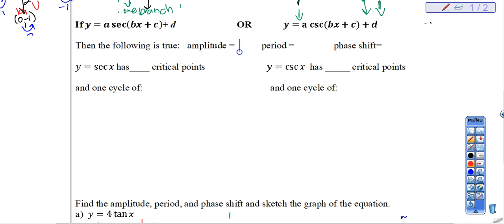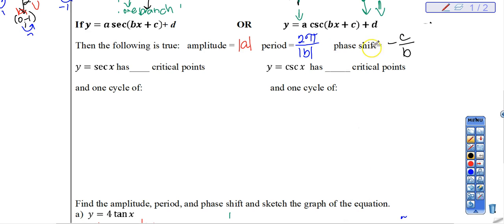The amplitude is the absolute value of the a term. So that is unchanged regardless of what trig function we're talking about. The period, because these are reciprocals of sine and cosine, goes back to 2 pi divided by the absolute value of b. The phase shift continues to be the opposite of c over b. And it also continues to be the largest obstacle or stumbling block.